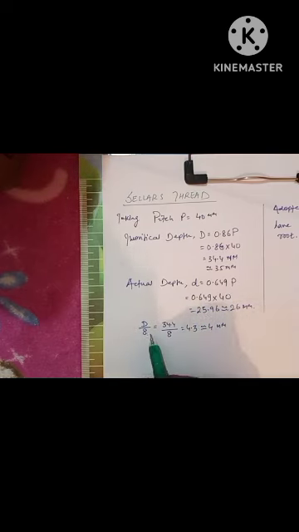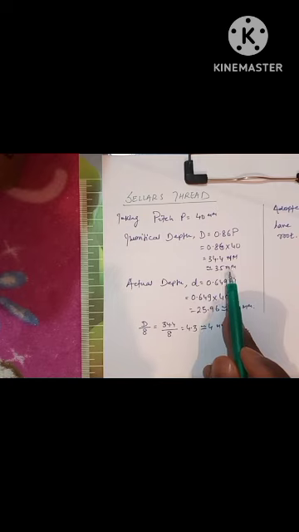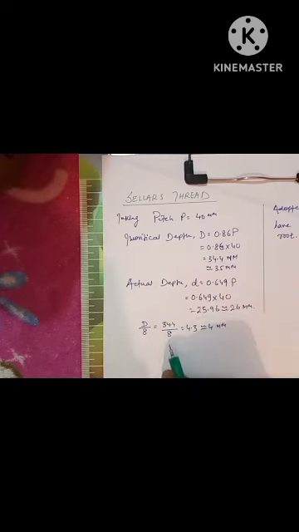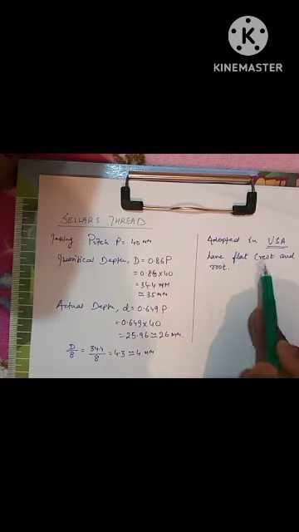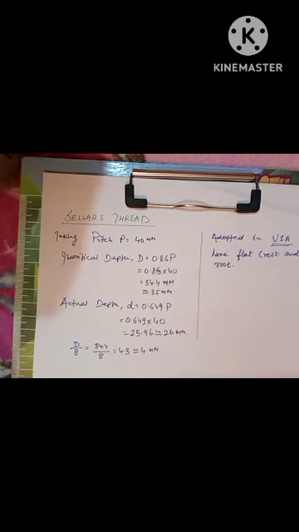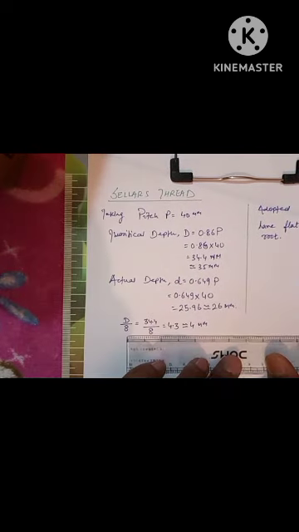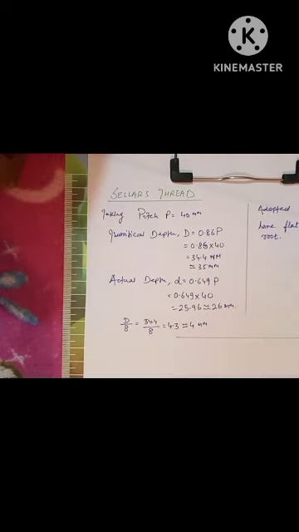Then we have to do another calculation, that is capital D upon 8. Capital D we have calculated as 34.4, so 34.4 divided by 8 comes out as 4.3. You can take it as 4 mm. It is a US standard thread, so it is used mostly in the US.